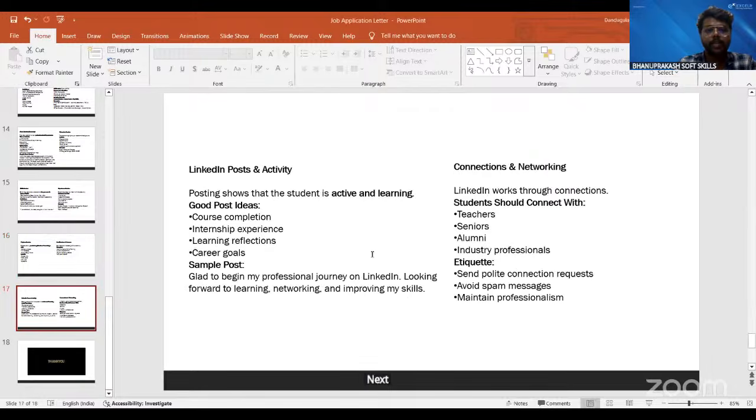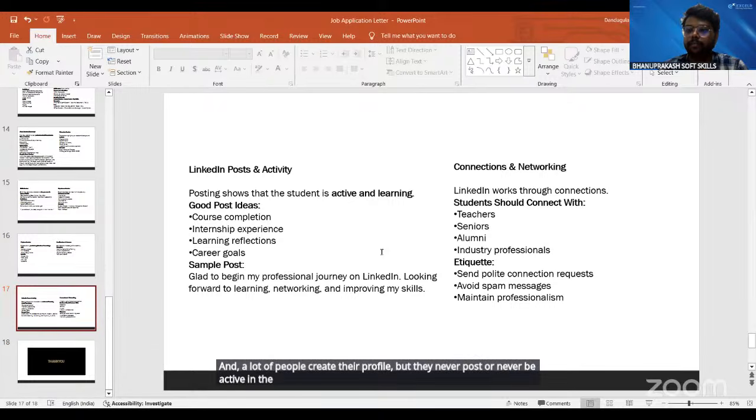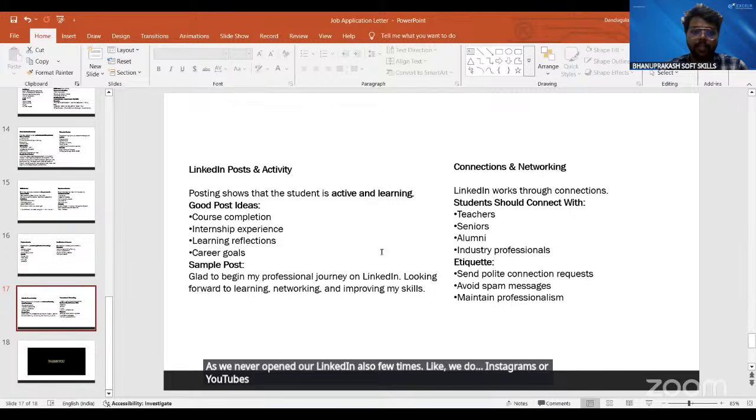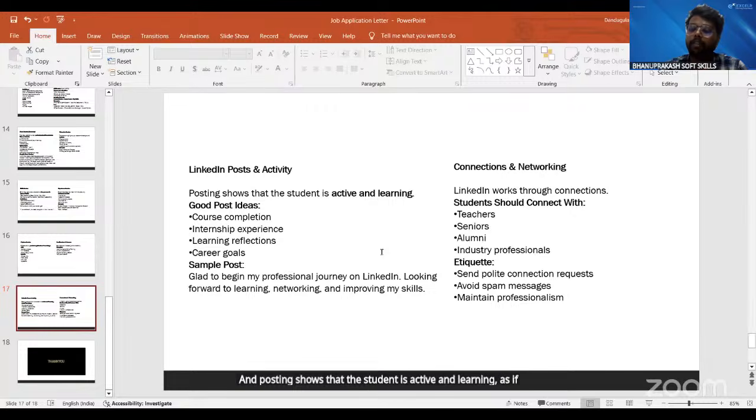Next, LinkedIn posts and activity. Up to now, we are done with the sections in the profile. A lot of people create their profile, but they never post or never are active on LinkedIn. We rarely open LinkedIn, unlike how often we open Instagram or YouTube. And posting shows that the student is active and learning. If you keep posting, what will happen? Your profile will reach a lot of members. Otherwise, it goes unrecognized. So you should post anything.